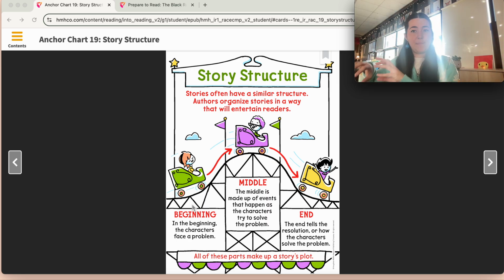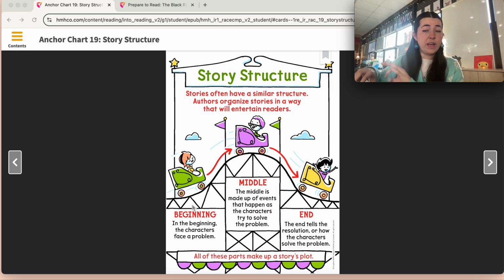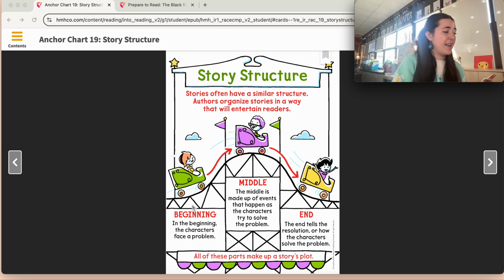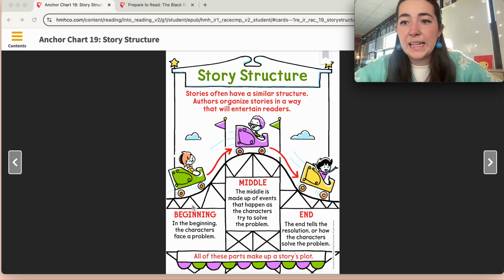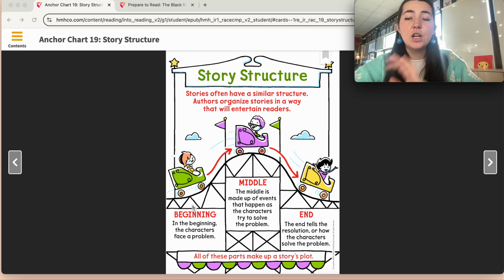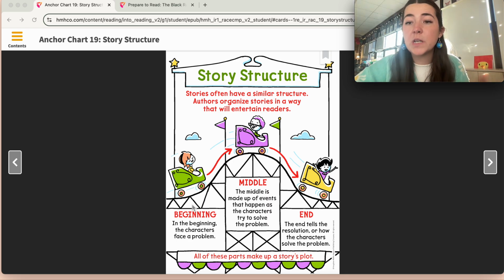So we've got beginning, there's a problem. Uh-oh, we got a problem. Middle, how are we going to solve the problem? And we solved the problem. Does that make sense? It looks kind of like that. And all of those things make up a story's plot. So when we say what happens in the story, we mean the story's plot. The plot is the things that happen in the story.